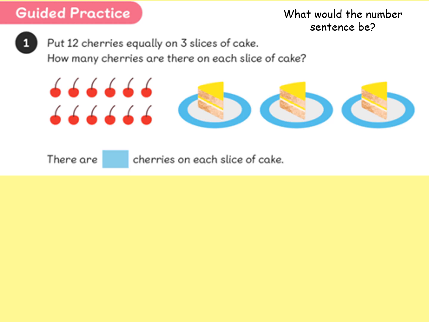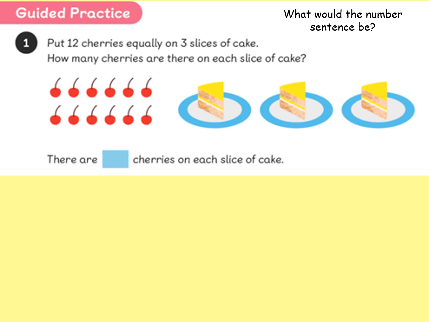Look at the question again. We know we've got 12 cherries. We've got 3 slices of cake. What are we going to do with those cherries? We're going to share them, aren't we? We're going to share the 12 cherries equally onto the 3 slices of cake. So see if you can write the number sentence for me. Let's see what you got.